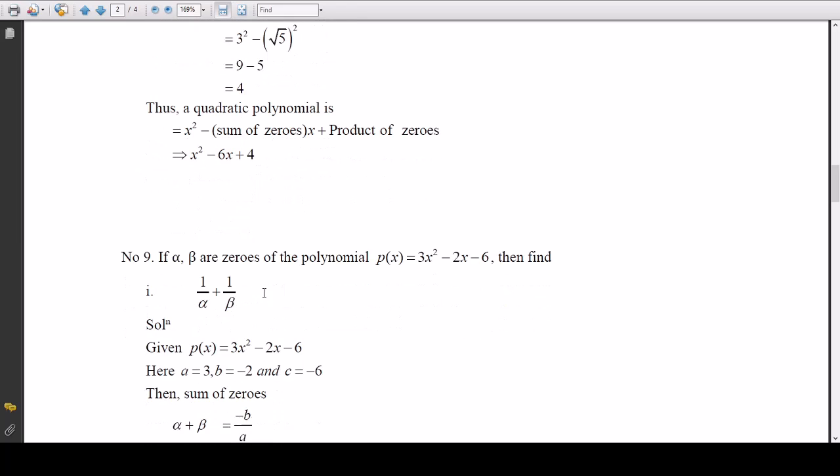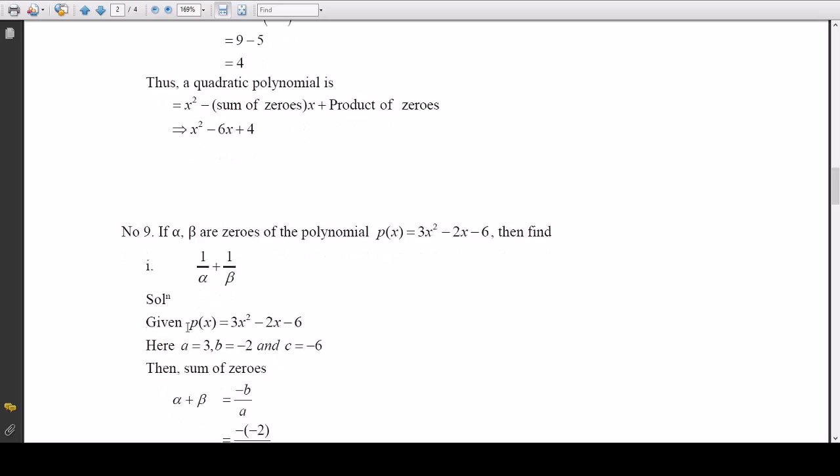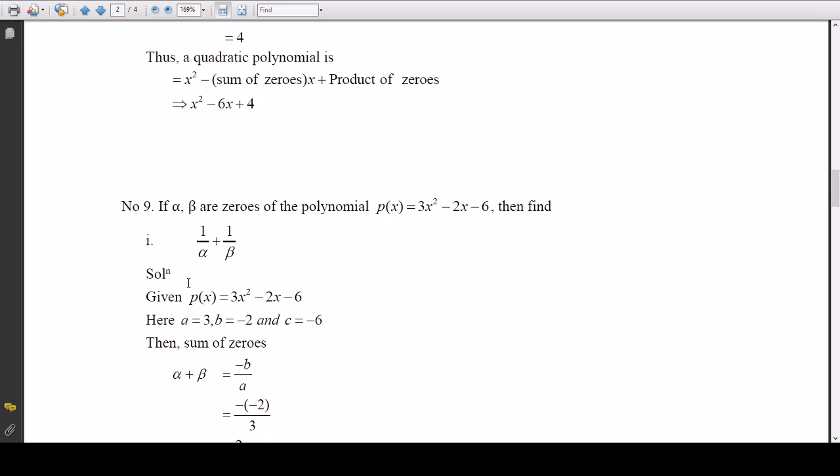Next we have problem number 9. If alpha and beta are the zeros of polynomial p(x) equal to 3x square minus 2x plus 6, then find the value of 1 by alpha plus 1 by beta. Now how will you find it? Here I've given you the solution. Let us see how I've done the solution for you.